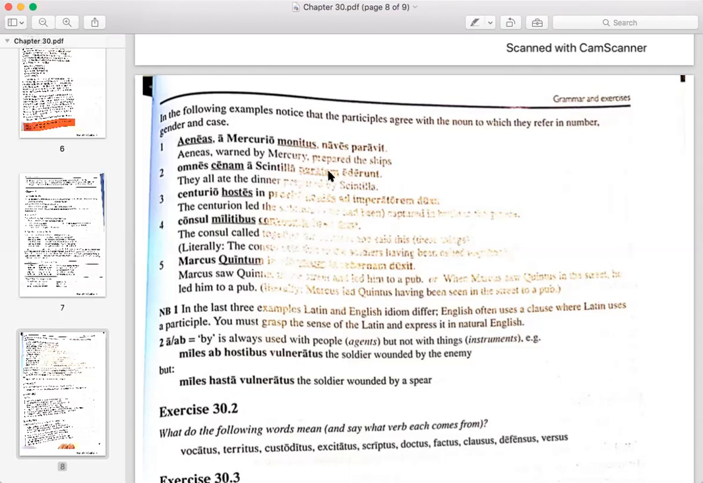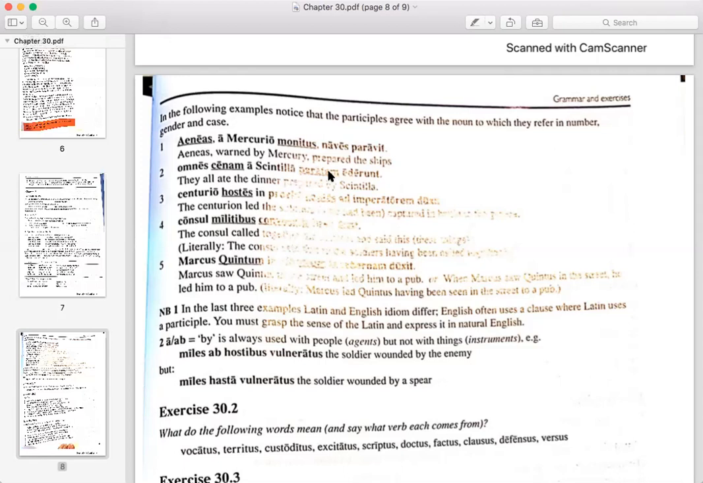Number 3, the centurion led the soldiers captured in battle to the general. So which soldiers? The soldiers that had been captured. So hostes and captos agree in number, gender, and case. So they are plural and masculine and accusative. Again, captos is functioning just like an adjective agreeing with hostes. In the translation is where you are indicating the passivity, that they had been captured and they're not the ones doing the capturing.